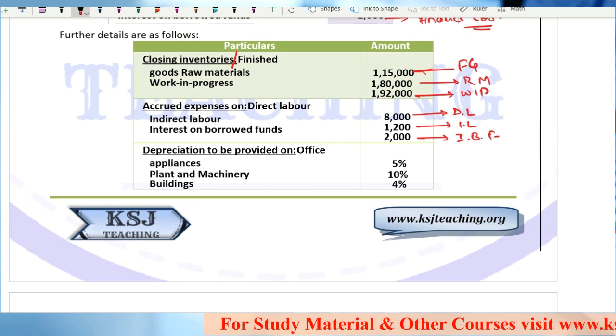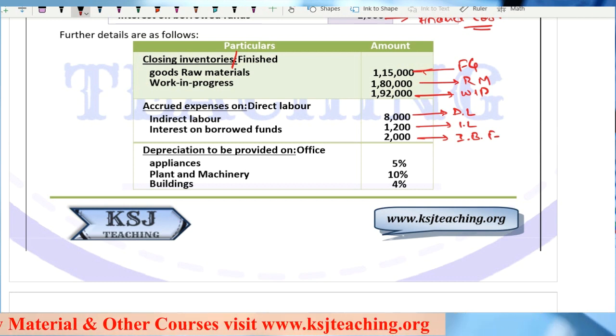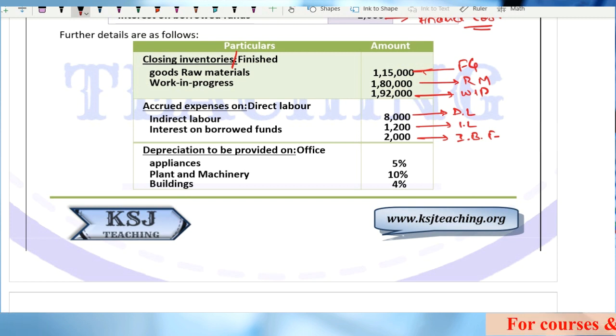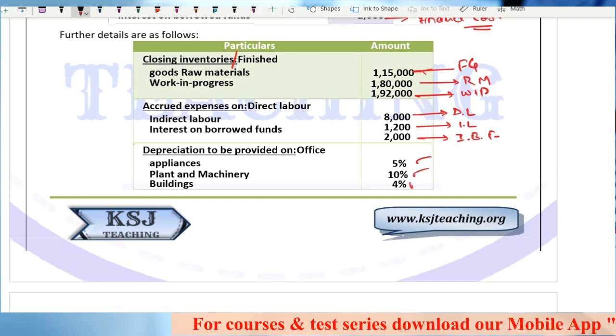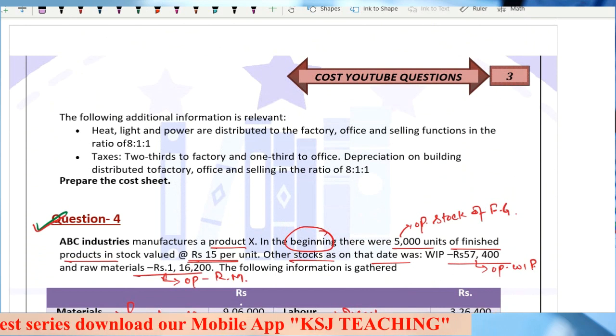Now, what is this accrued expenses? The expenses which were due but not paid. Right? Expenses due in the current period. Those expenses belong to the current period but have not yet been paid. Right? Depreciation to be provided on office appliances 5%, plant and machinery 10% and building 4%. Depreciation is now given. The following additional information is relevant.